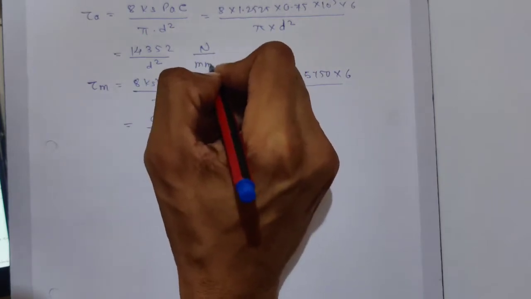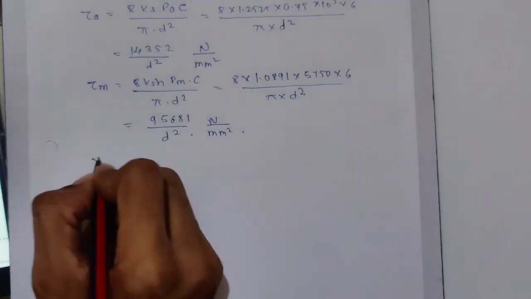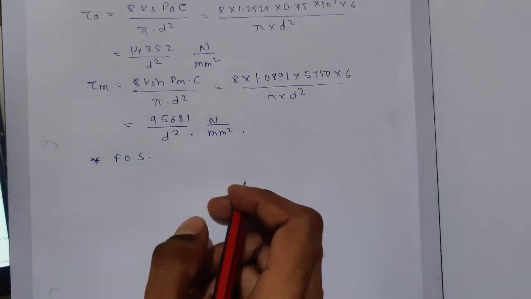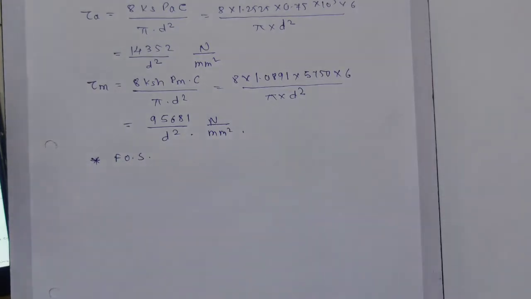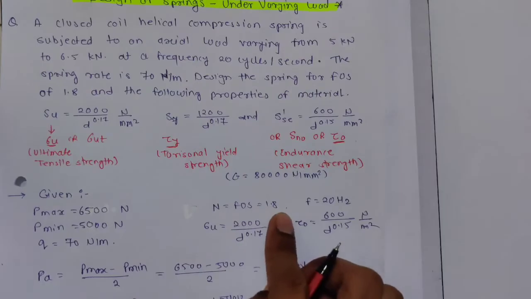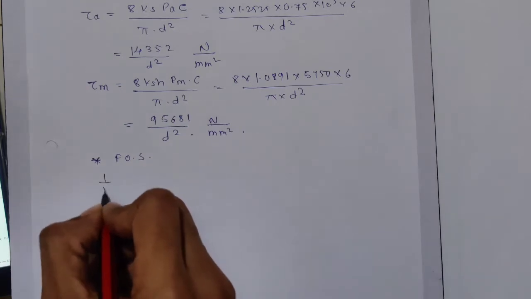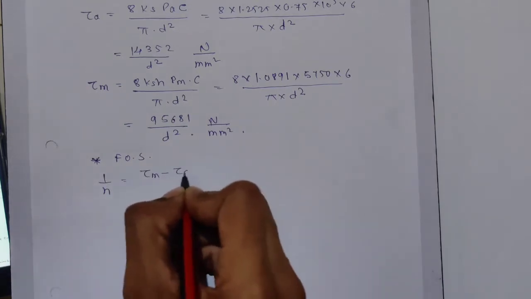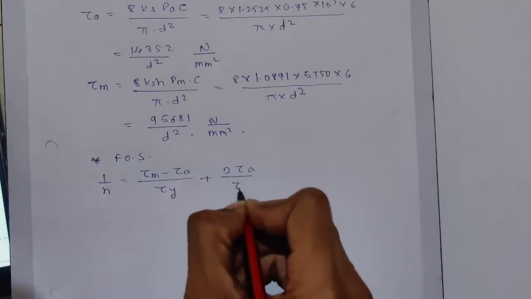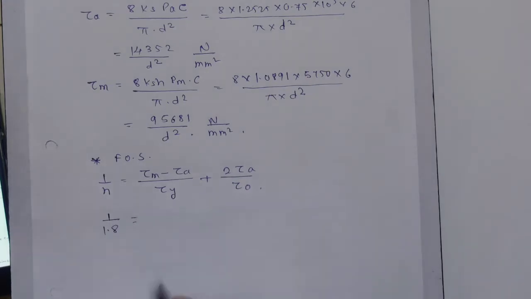This is also in Newton per mm square. Now you will use what? Factor of safety. Now factor of safety is given, right? We know that in the question factor of safety is given as 1.8. Okay, in the earlier problem it wasn't given, we considered it 1.5. So the formula is n is equal to tau m minus tau a divided by tau y plus 2 tau a upon tau 0. Okay, so now 1 upon 1.8.